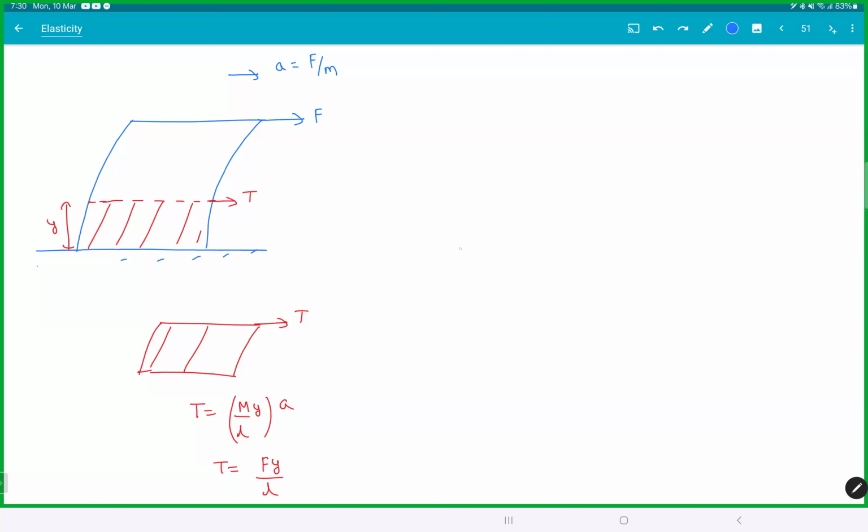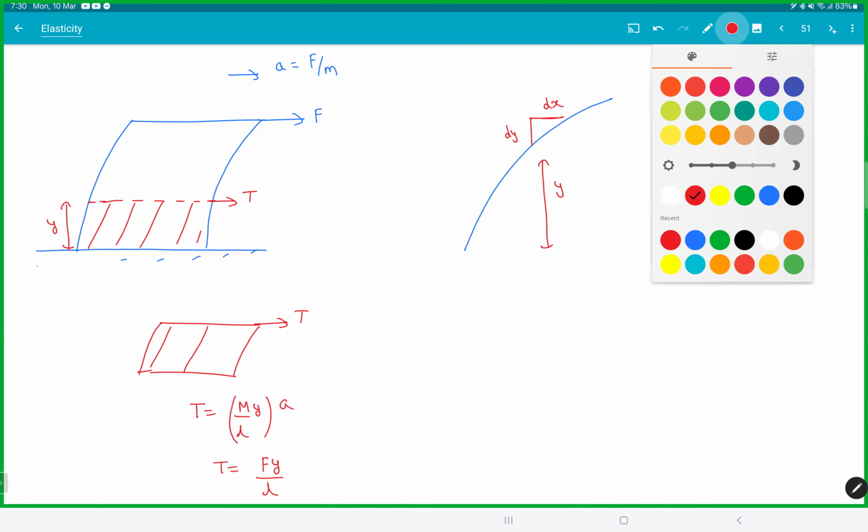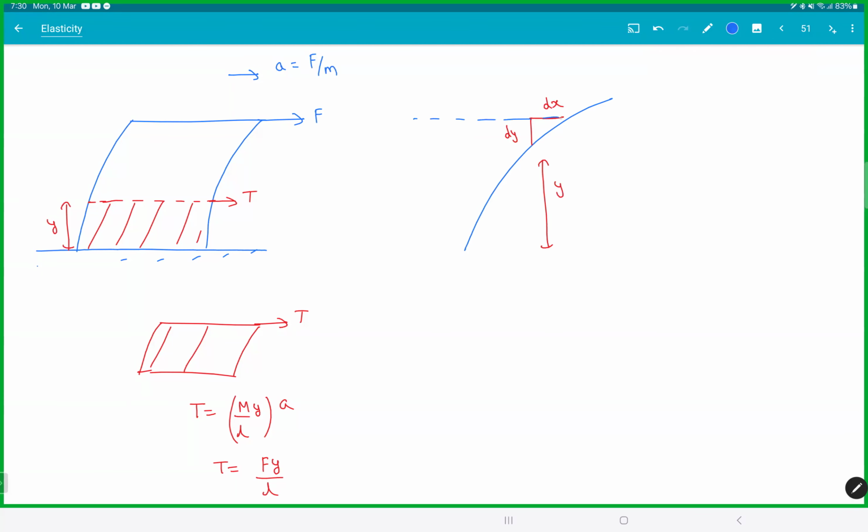So now on this curved surface, at a height y, if you consider a small dy, and let's say this piece has gone a small dx. So basically we are taking a slice like this.